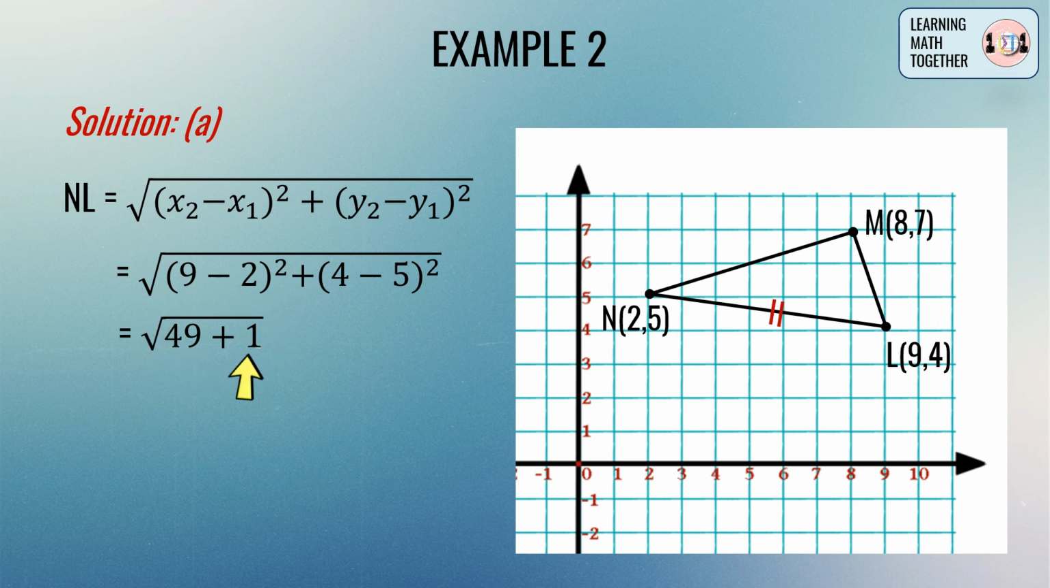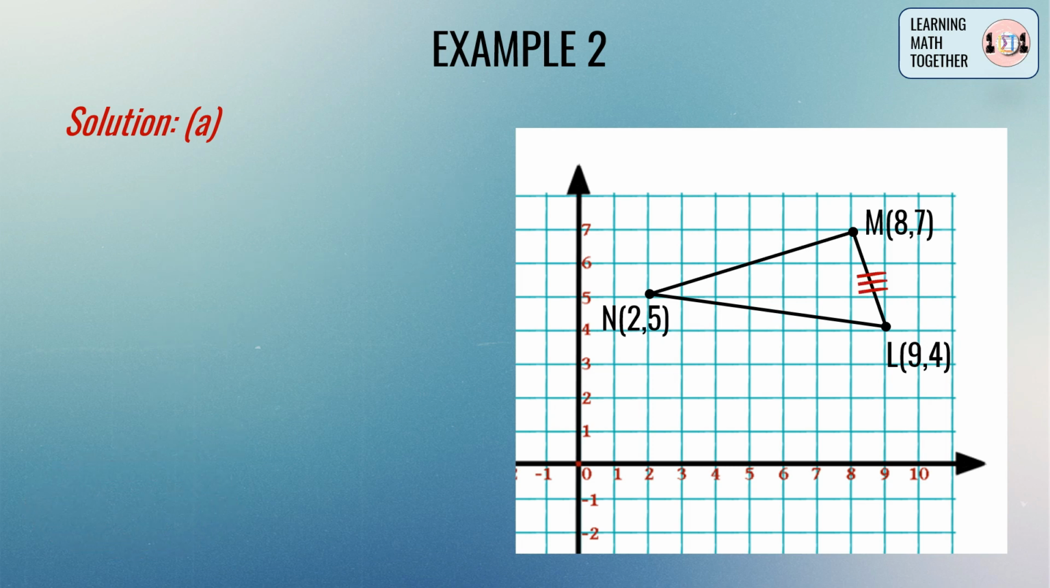Next step is we need to add these two numbers here. We have 49 plus 1, that is equal to square root of 50. Now, because 50 is not a perfect square, we need to think of two factors of 50, but making sure that one factor has a perfect square. So we have the factors are 25 and 2. And then if you take the square root of 25, that is equal to 5, take that outside the radical sign. And then for 2, you just have to put it inside the radical sign. So the distance from N to L is equal to 5 square root of 2.